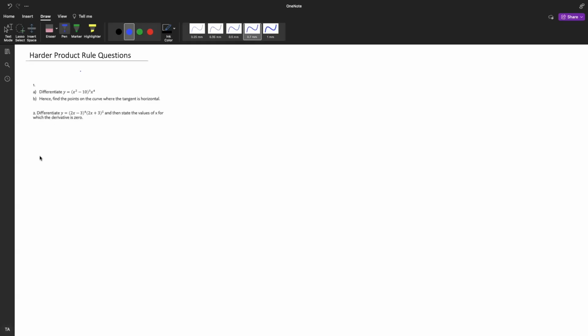Going through some more product rule questions, we're again going to use the product rule to differentiate a function, and then apply that to find horizontal tangents and things like that. So we're going to start off with this first question here.